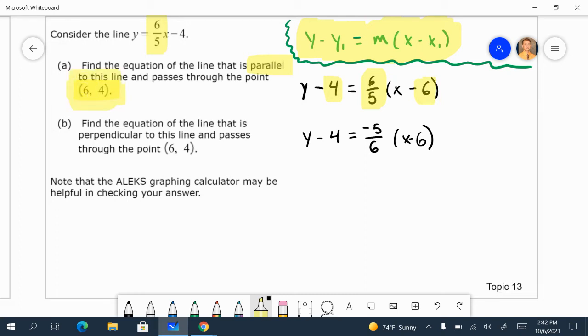A perpendicular line, I'm setting it up the same way. I still use 4 and 6 because that's what it wants. And then my slope is just an opposite reciprocal, so I'm going to flip to negative 5 over 6. And that's my full equation. I just flipped that fraction upside down and made it the opposite.